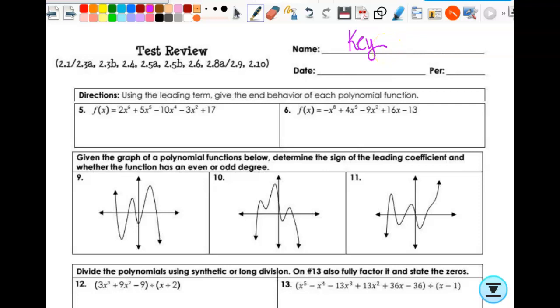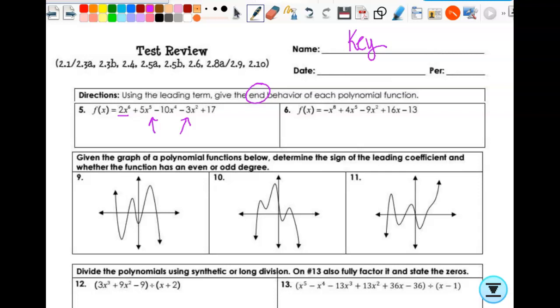So the first section says, using the leading term, give the end behavior of each polynomial function. So remember, when you're looking at the leading term, it doesn't always mean the first term. It is the term that has the highest exponent. In this case, it is the first term, so it's 2x to the 6th. It's even, so it's going to model a quadratic. And it's positive, so the end behavior is up, up.